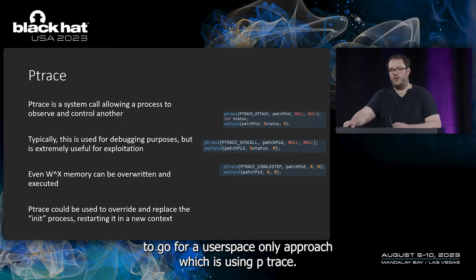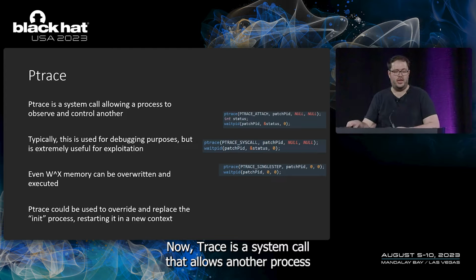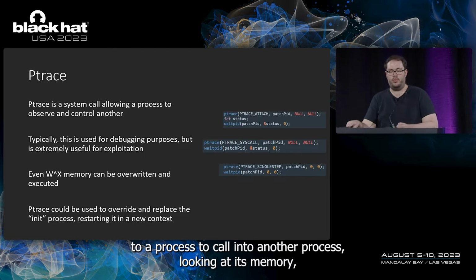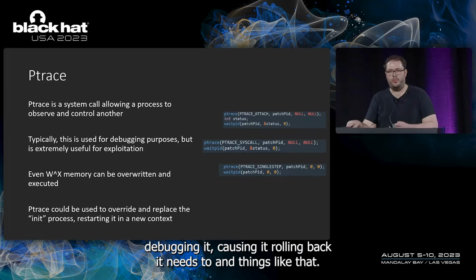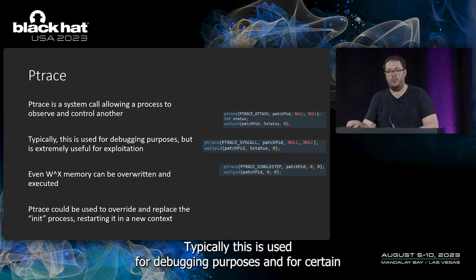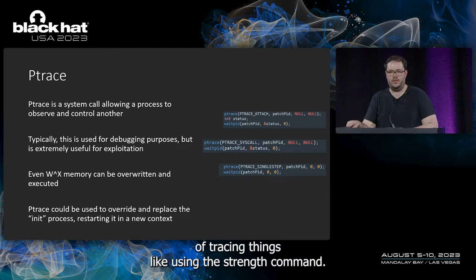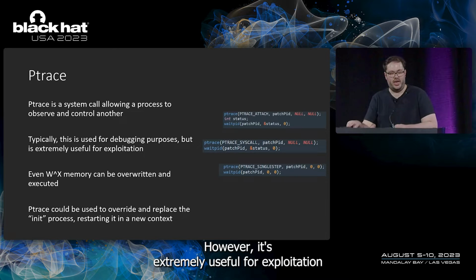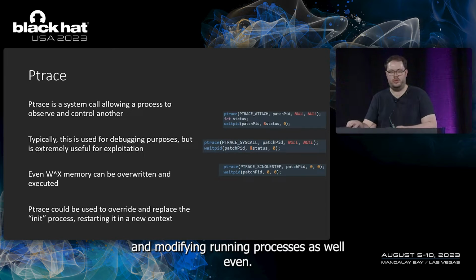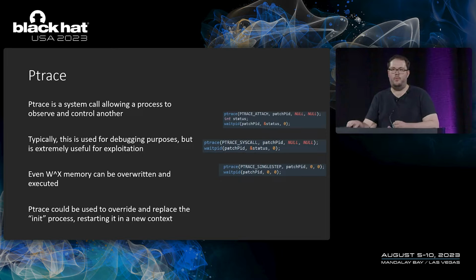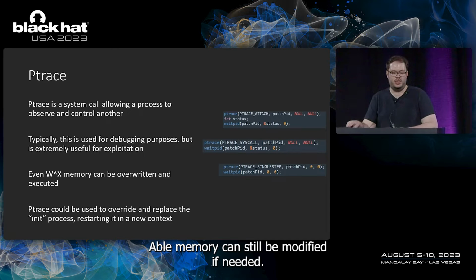So I decided to go for a user space only approach, which is using ptrace. Now, ptrace is a system call that allows one process to call into another process, looking at its memory, debugging it, pausing it, rolling it back if it needs to, and things like that. Typically, this is used for debugging and certain other tracing, things like the strace command. However, it's extremely useful for exploitation and modifying running processes as well. Even DEP-enabled memory can still be modified if needed.